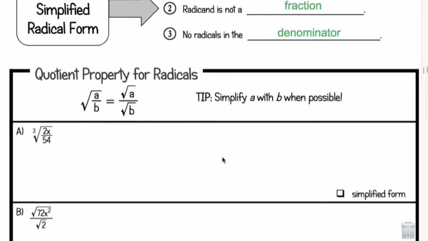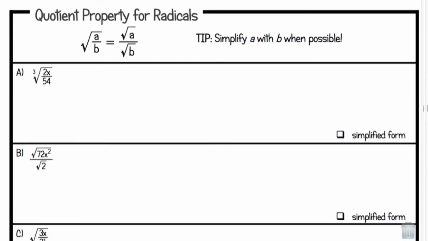So let's get started on the quotient property for radicals. We can write the square root of a divided by b equal to the square root of a divided by the square root of b, as these two forms. And if we can, we always want to simplify a with b when possible. So you'll do that first before doing any operation.